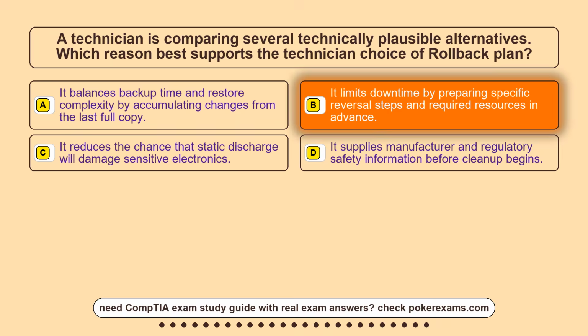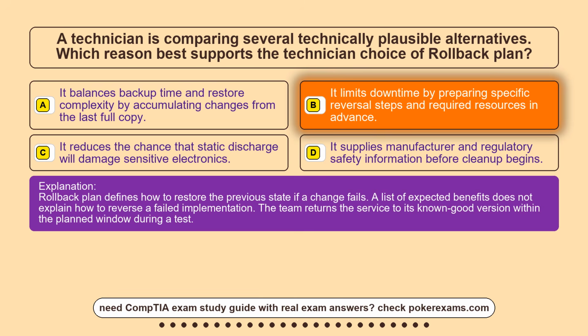The correct answer is option B. It limits downtime by preparing specific reversal steps and required resources in advance. Rollback plan defines how to restore the previous state if a change fails. A list of expected benefits does not explain how to reverse a failed implementation. The team returns the service to its known-good version within the plan window during a test.